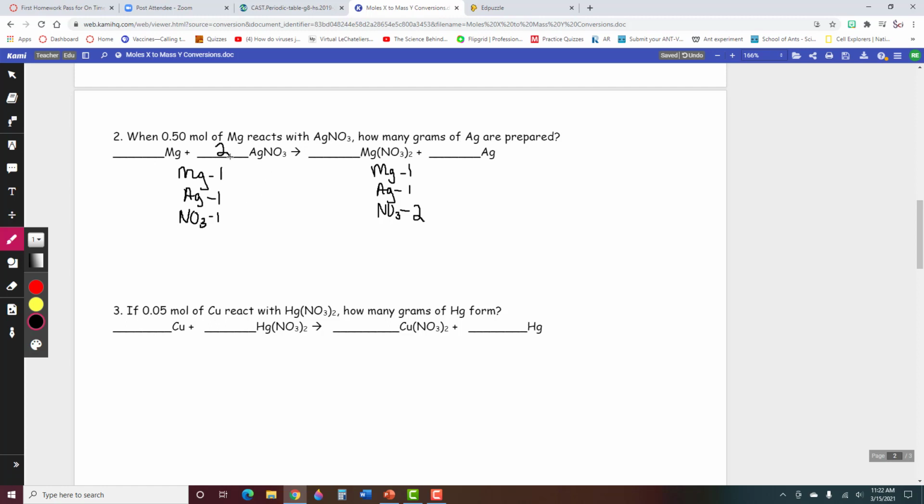I'm going to put a 2 here. This is going to give me 2 Ags, and then also 2 NO3s. And then I need to balance my Ags, so I put a 2 here. This becomes 2. Now it's balanced. Start by writing what you have.